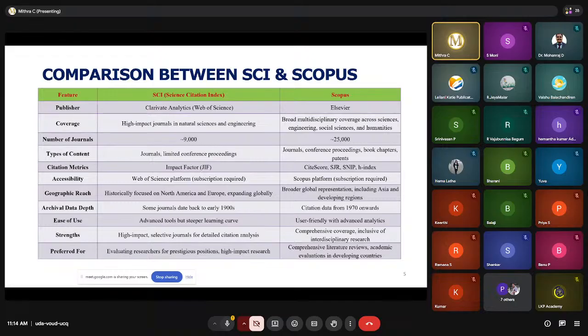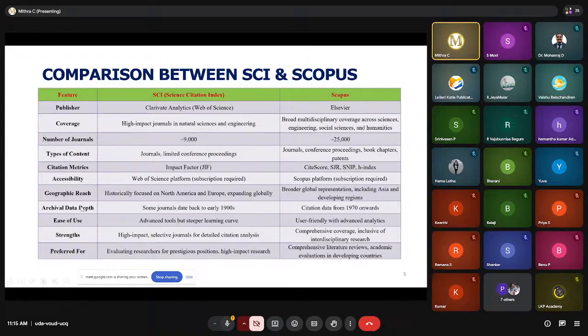In SCI, we have citation metrics, and the journal is evaluated based on the journal impact factor. Whereas in Scopus, we have CiteScore and SJR. These will be discussed in the coming slides. On accessibility, both are subscription based. On geographical reach, SCI mainly focuses on North America and global, and global visibility can be seen in SCI when compared to Scopus.